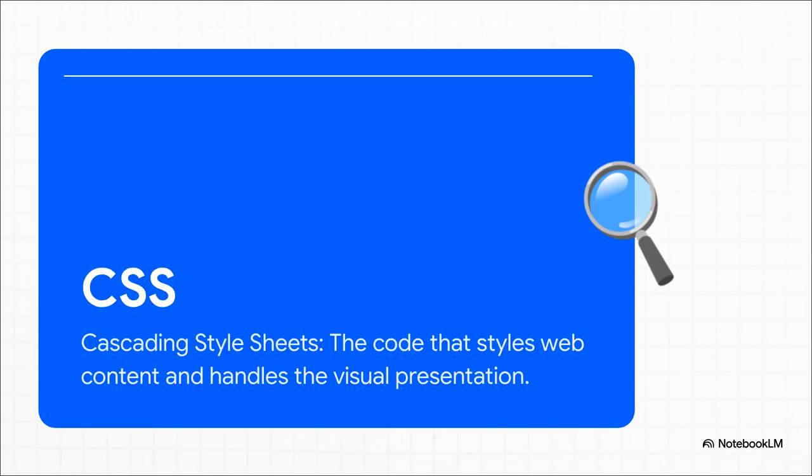Okay, next up, CSS. So if HTML is the skeleton, CSS is, well, it's all the style. It's the clothes, the paint color, the cool furniture. CSS takes that raw, boring structure from the HTML and makes it look good. It handles all the visuals, colors, fonts, spacing, you name it.